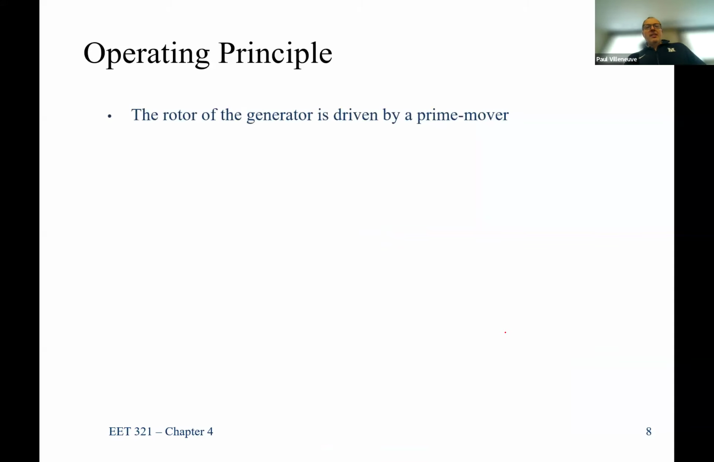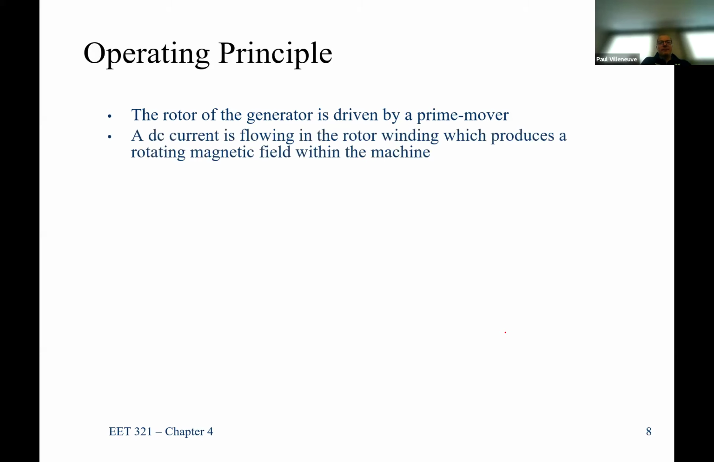So for a generator, we need mechanical power, which means we need a prime mover. And that prime mover could be anything. It could be a hydroelectric turbine. It could be a steam turbine. It could be a reciprocating engine. It could be you riding on your bicycle as fast as you can. Mechanical energy, right? It doesn't need to be anything other than that. So I need a prime mover.